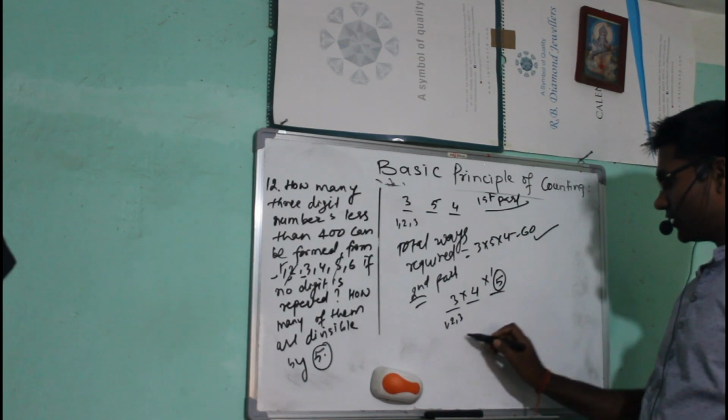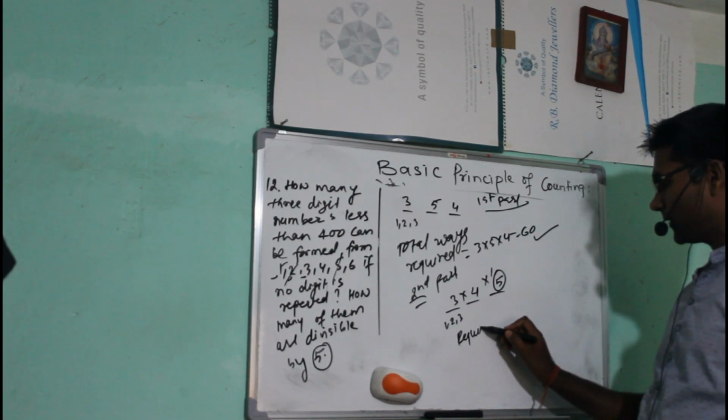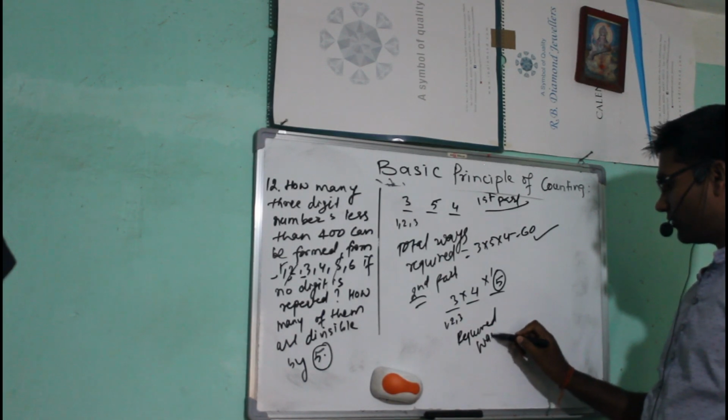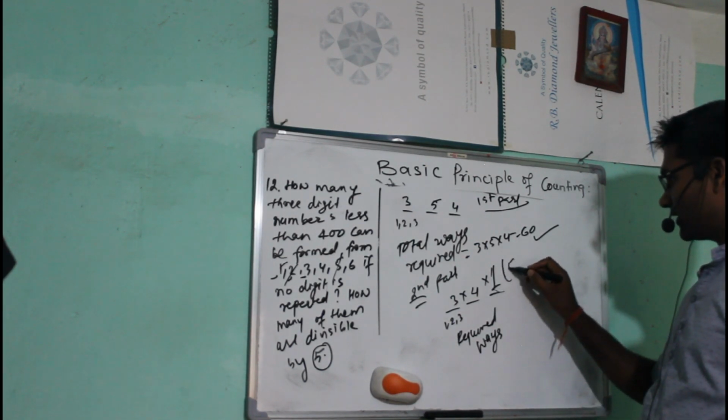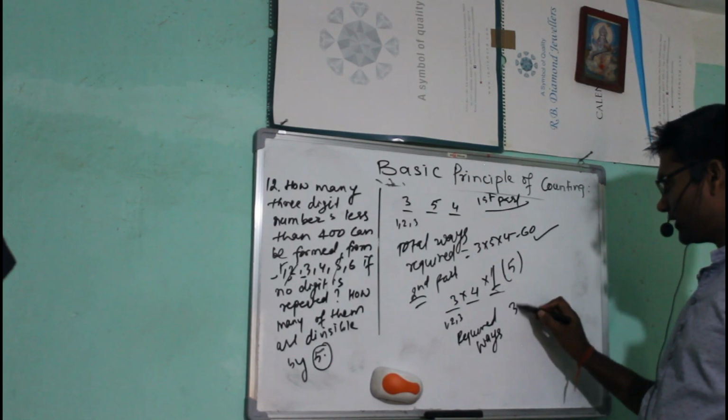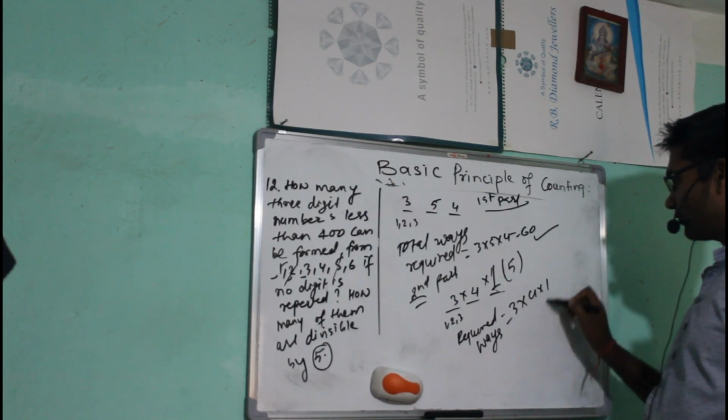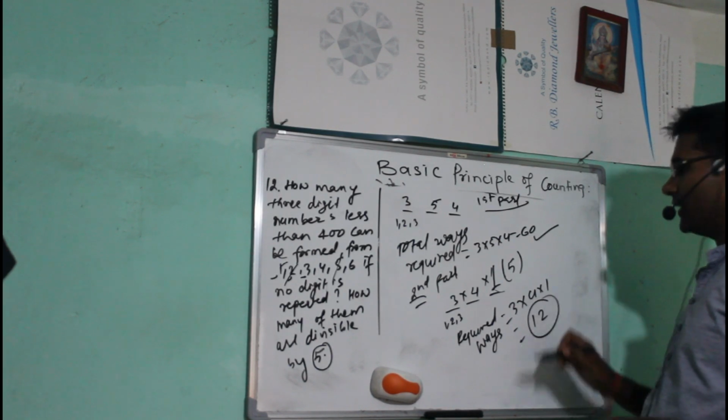Now you have chosen 2, so the remaining is 4 here. So it's the choice, not the number here. So 3 into 4 into 1, that's here 12, which is your correct answer.